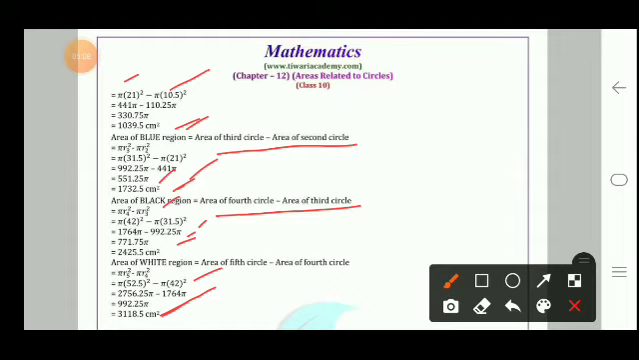So if we know the area of the ring, that is pi capital R square minus pi small r square, that is area of outer circle minus area of inner circle, so we can easily find this. Now moving towards the next question.